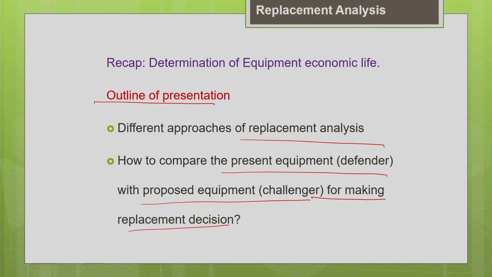In the previous lecture we found the optimum replacement time for a particular machine by determining the economic life of the machine. Now, in this lecture we will learn how to compare the present equipment, the Defender, with the proposed equipment, the Challenger. So, we can make a comparison and decide whether the Challenger is suitable for replacement or not, and also find the optimum replacement time by comparing. That is what we are going to discuss in the upcoming slides.